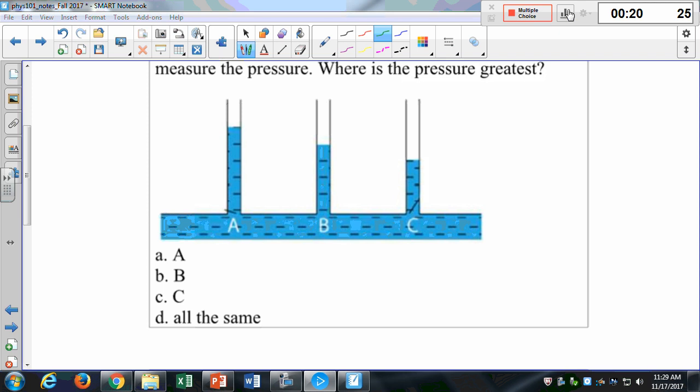So where is the pressure, A, B, or C? Where is the pressure the greatest? Or are they all the same?